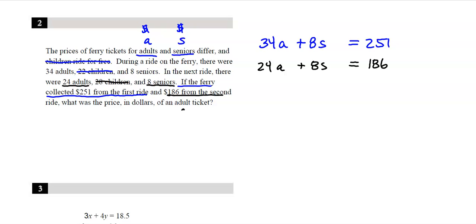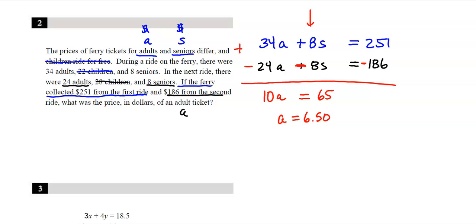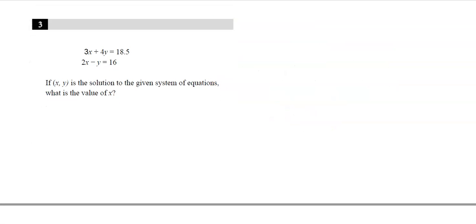So we need to find out A, the price of an adult ticket. Right now I'm going to multiply the second row by -1. Just going to make that negative and make that negative. Now we have our opposites, so we can combine. When I combine these, I get 10 A equals $65. Divide. It looks like the price of an adult ticket is $6.50. Now there were a couple other ways you could do that, but I wanted to stick with systems of equations since that's what we're working on.